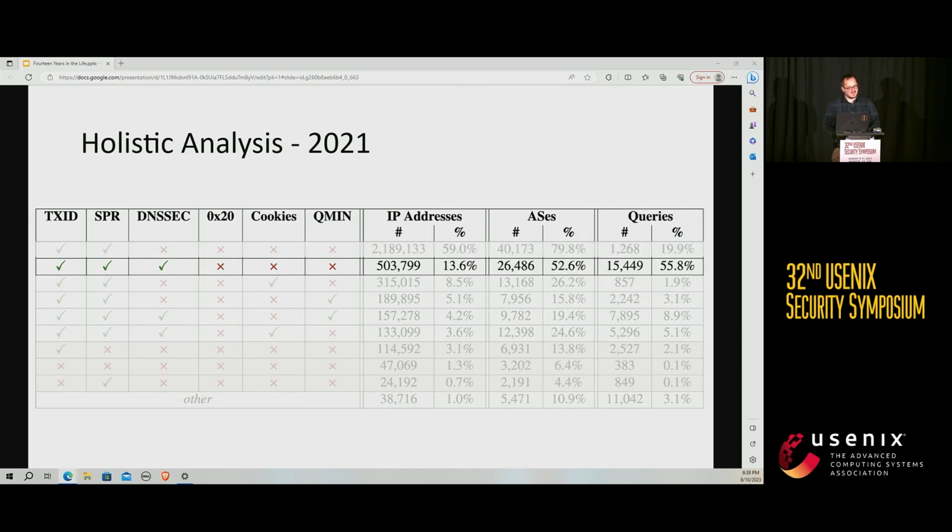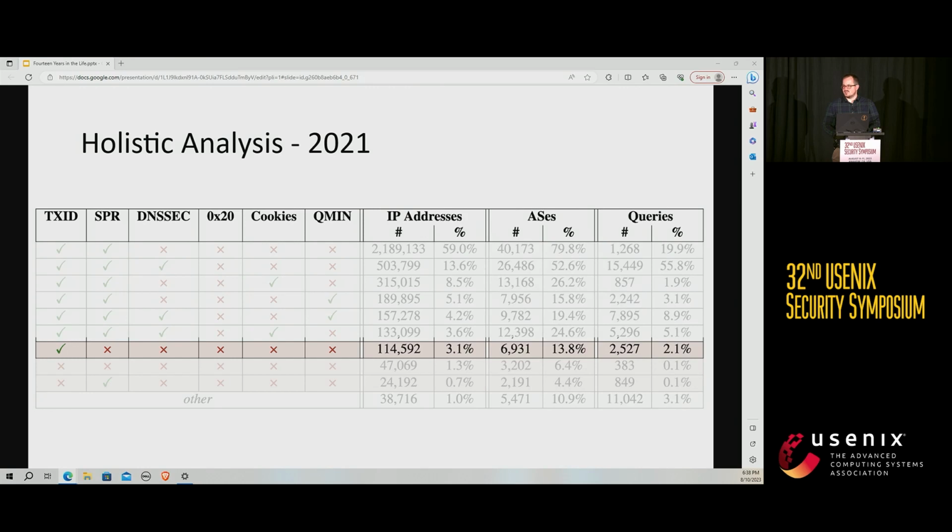The next most common stance is to use transaction ID and source port randomization and DNSSEC, a stance used by 13.6% of resolvers. Encouragingly, these resolvers produce a disproportionate volume of traffic. Over half of all the traffic to the root comes from these resolvers. This speaks to one of the benefits of centralization. As big players adopt secure practices, all of their clients receive this benefit. The same can be said for big players with insecure practices, but fortunately we don't see evidence of that here.